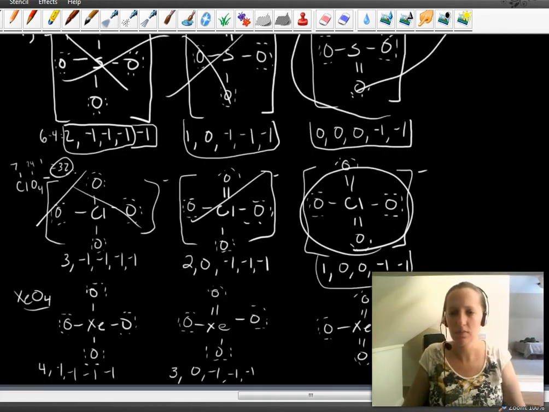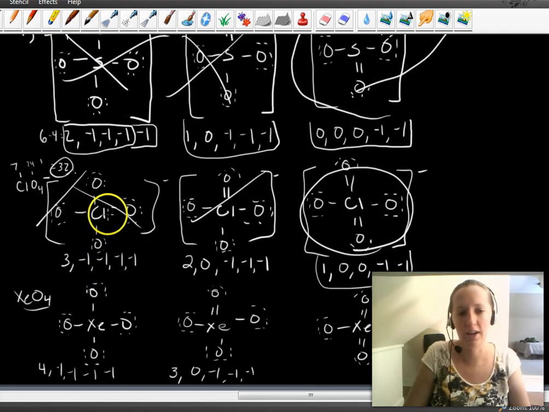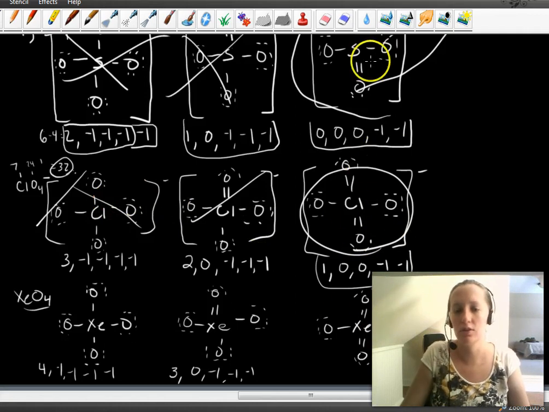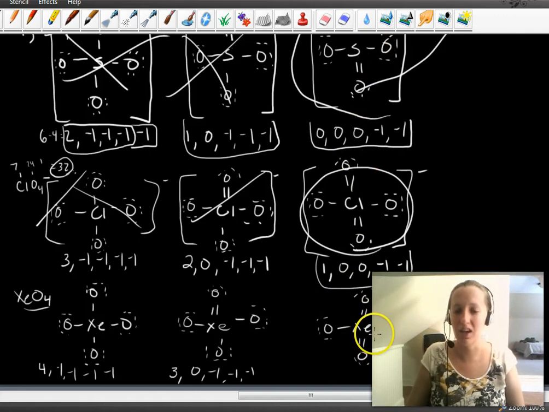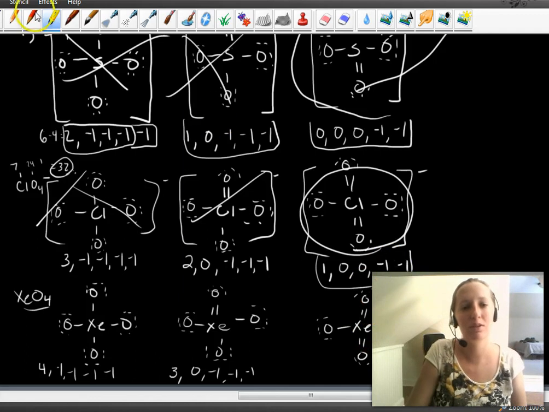And what you may have noticed is that the best score for all 3 of these central atoms with 32 valence electrons surrounded by oxygens have got 2 double bonds. This score, and this score are all the best options for the sulfate ion, the perchlorate ion, and xenon tetraoxide, and that is actually a pattern that I've noticed, so keep that in mind.